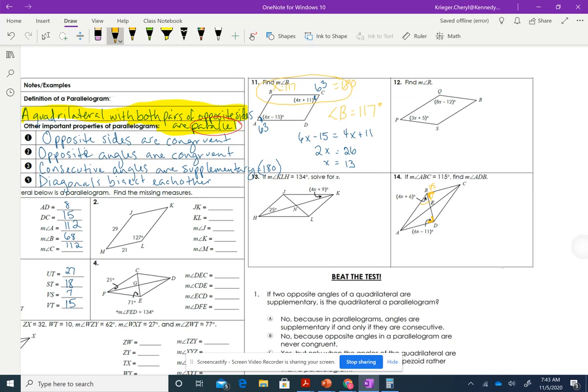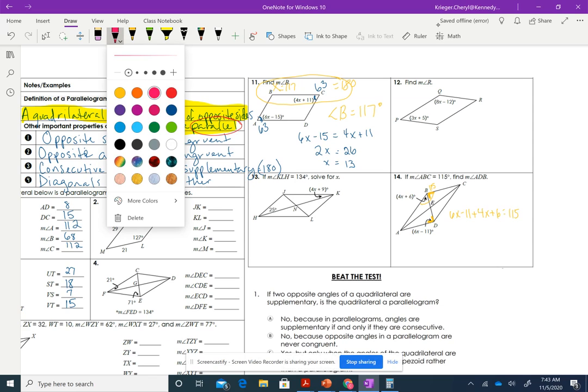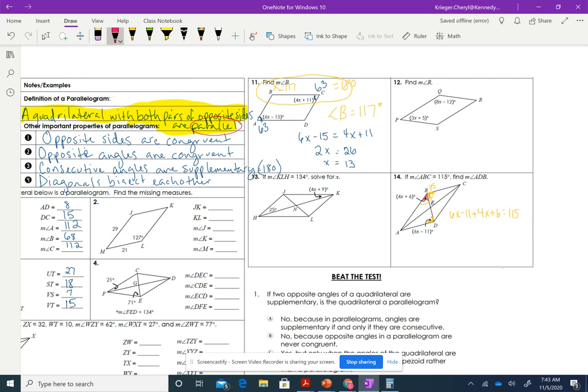So I'm going to say that 6x minus 11 plus 4x plus 6 equals 115, right? Because we know that ABC is 115, and then we know that this angle here is 4x plus 6, so we can add them together and set them equal to 115. All right, so let's combine like terms. That's 10x minus 5 equals 115.